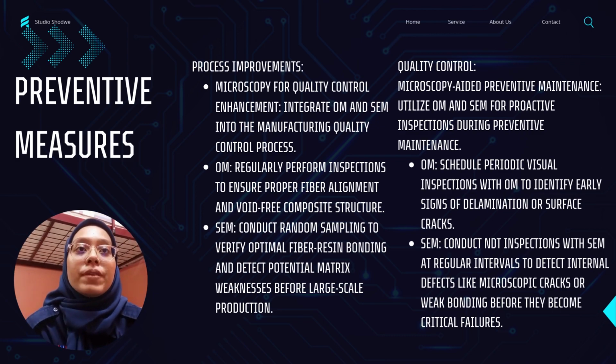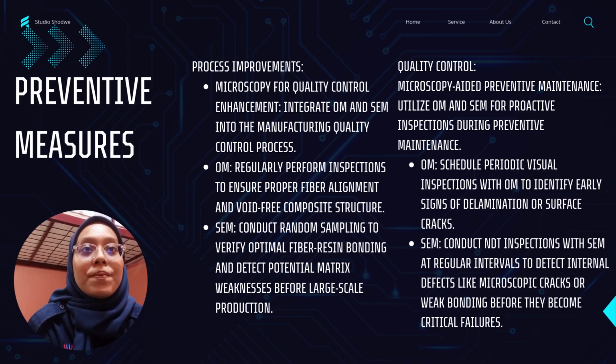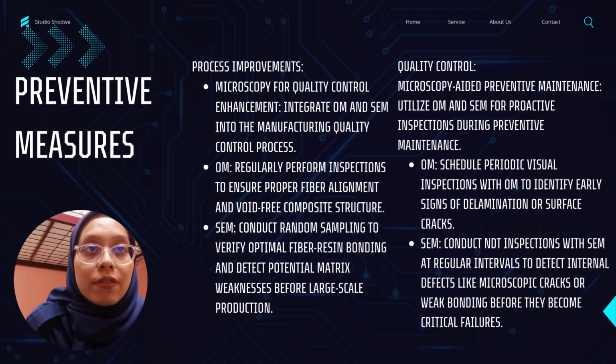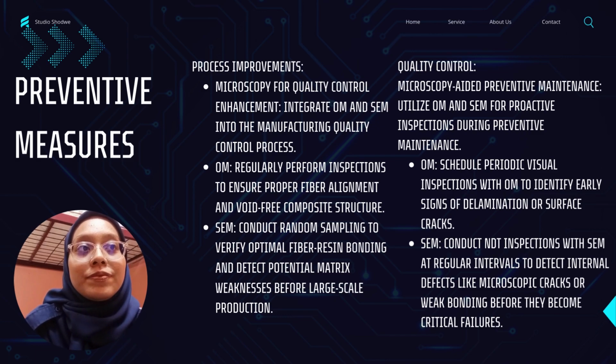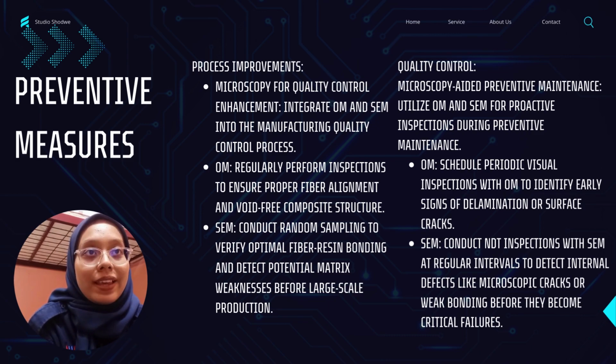Next, we go to quality control, microscopy-aided preventive maintenance. Utilize OM and SEM for proactive inspections during preventive maintenance. OM: schedule periodic visual inspections with OM to identify early signs of delamination or surface cracks. Next, we go to SEM. Conduct NDT inspections with SEM at regular intervals to detect internal flaws like microscopic cracks or weak bonding before they become critical.